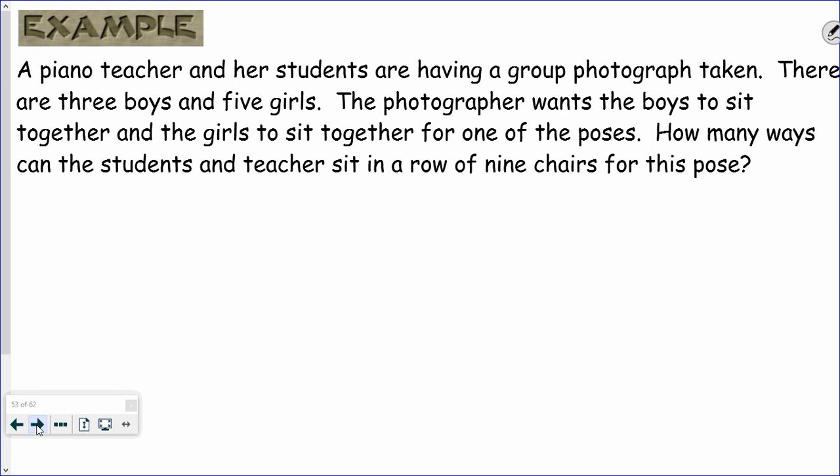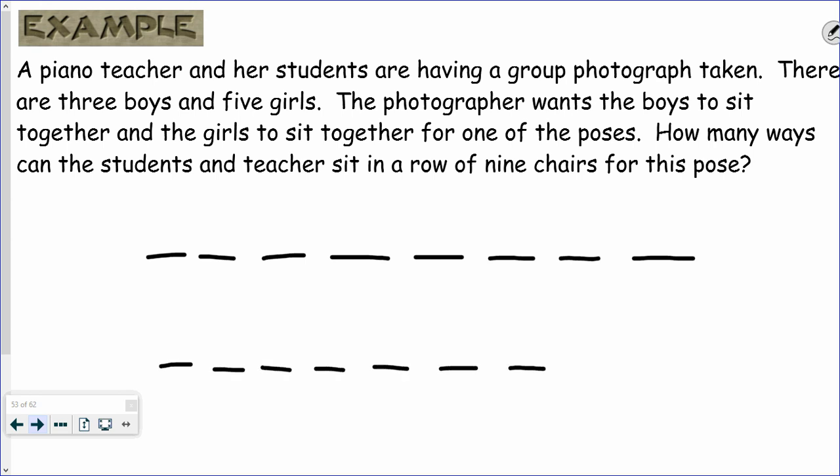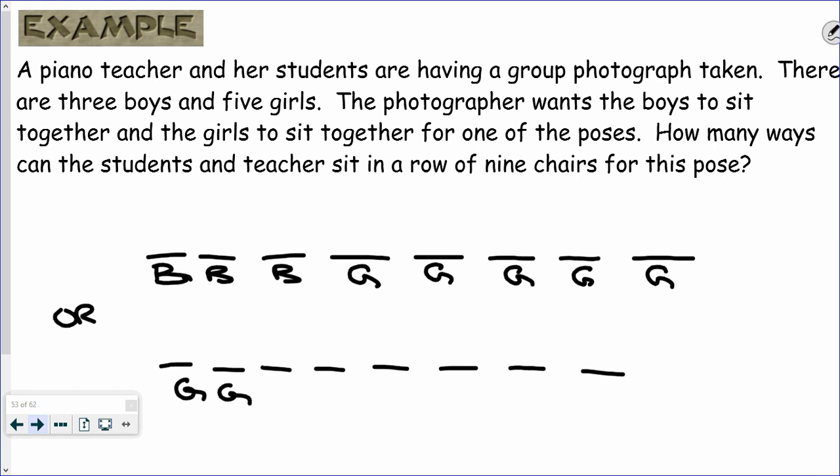All right. So I'm going to start with just the students. There's 8 students. 3, 4, 5, 6, 7, 8. And I want all the boys together and all the girls together. So there's really 2 ways that I can do that. I can go boy, boy, boy, and then girl, girl, girl, girl, girl. Or I could have the girls first, and then the boys second.